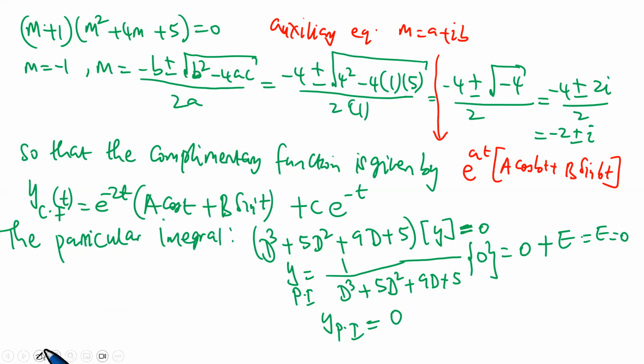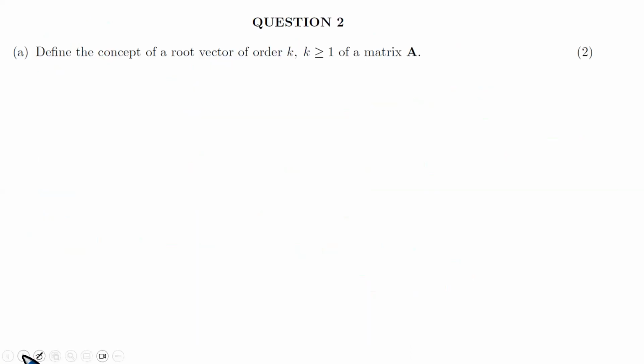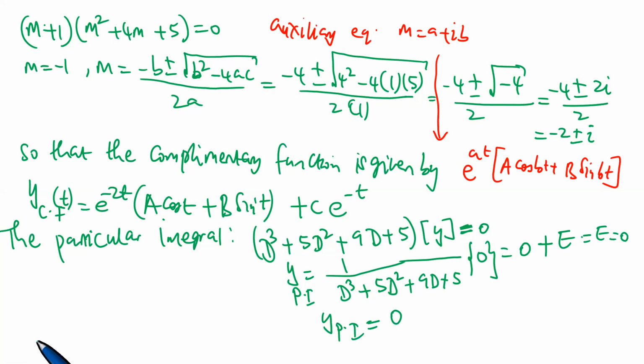Okay. Now, what is the general solution? The complementary function and the particular integral added together will always give us a general solution. So that's okay. We're here. Therefore, I'm going to write in red now. Y general solution of t. Okay, Y general solution is the complementary function plus a particular integral.